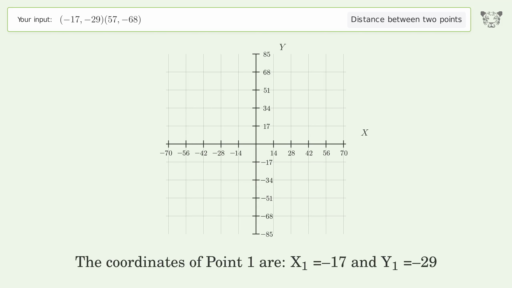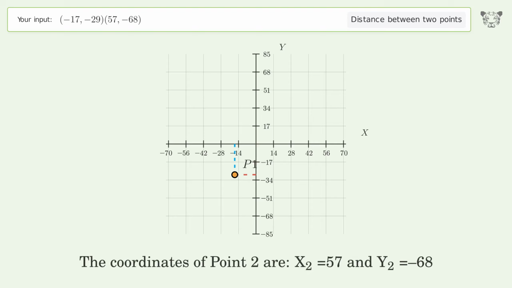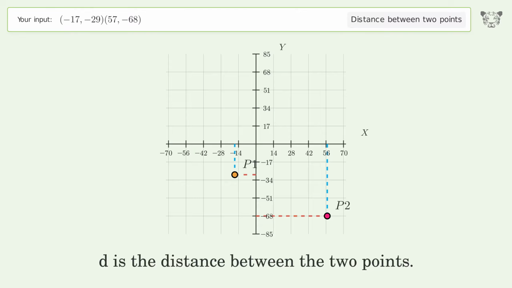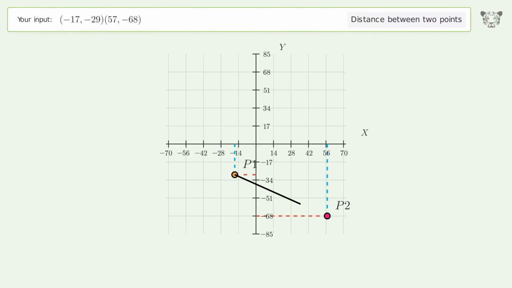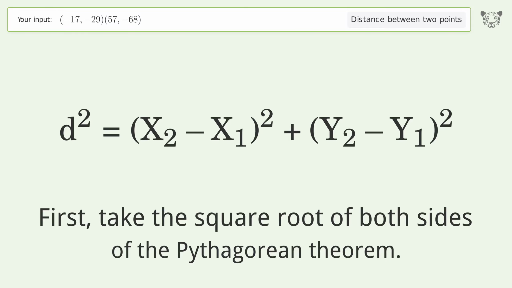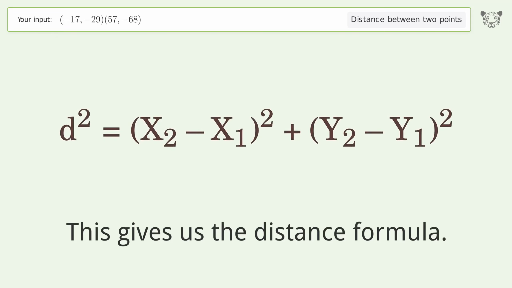The coordinates of point 1 are, x1 equals -17 and y1 equals -29. The coordinates of point 2 are, x2 equals 57 and y2 equals -68. D is the distance between the 2 points. First, take the square root of both sides of the Pythagorean theorem. This gives us the distance formula.